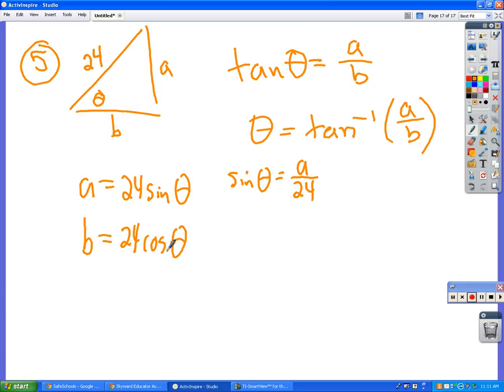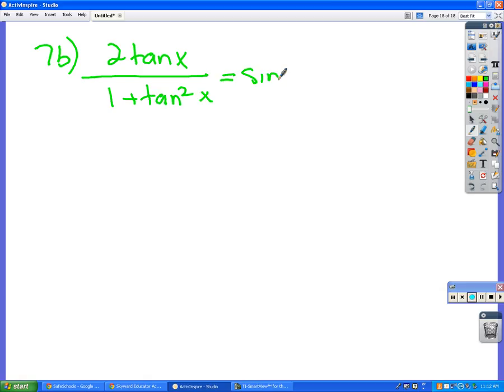7B. You want to do 7A also? Oh, good lord. Identities. You want to just do 7B? Forgot all the identities. You're especially not going to be good at identities because this has a double angle identity in here, and who in the world remembers the double angle identity?